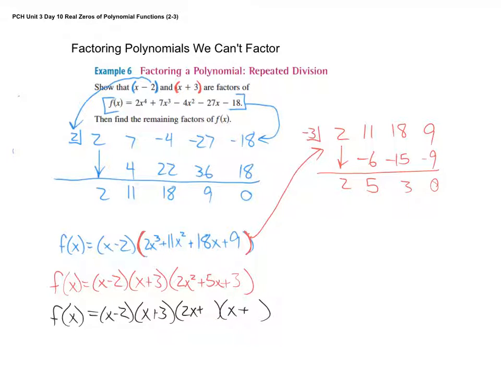What times what gives us 3? 1 times 3 gives us 3. Okay, so think about it. If I put the 1 here and the 3 here, I'm going to get a 6 plus 1 and get 7 in the middle. I need to get a 5 in the middle, so I've got to have the 3 here and the 1 here. So I get a 2x and a 3x. That'll give me my 5x in the middle.